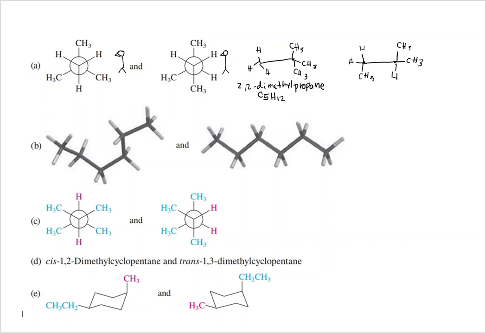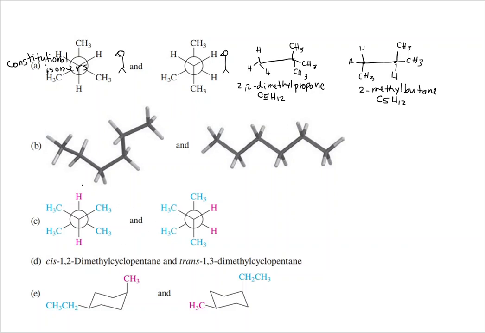So that would be 1, 2, 3, 4. That would be 2-methylbutane. The formula is also C5H12. Same formula, different structure, different name. So the first one are constitutional isomers, because they have the same formula, but they have different names.